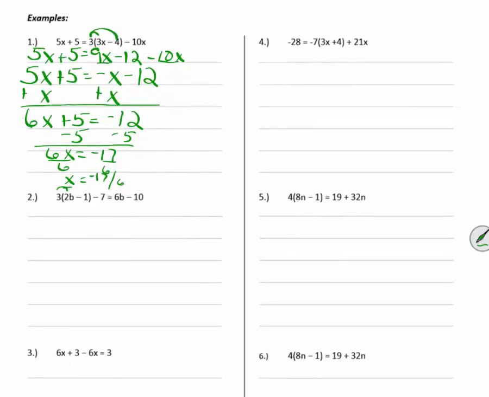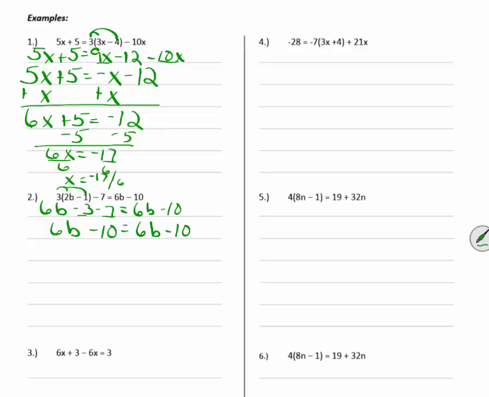So again, do my distributive property. So 6b minus 3 minus 7 equals 6b minus 10. All right, combine my like terms. So I have 6b minus 10 equals 6b minus 10. Now, this is a unique situation. We have not had a problem where the left side looks exactly like the right side.